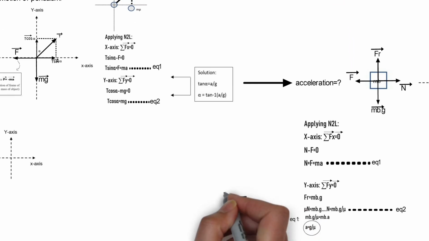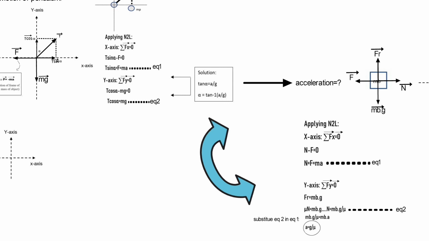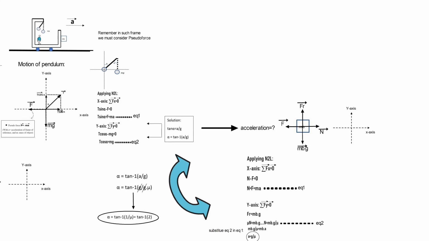So now we have the value of the acceleration, and we substitute it into the equation of alpha. We get that alpha equals shift tangent gravity over gravity multiplied by mu. That is, alpha equals shift tangent 2, since the coefficient of friction is equal to half. Same answer as case 1.